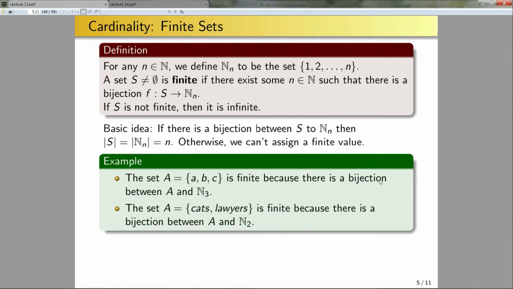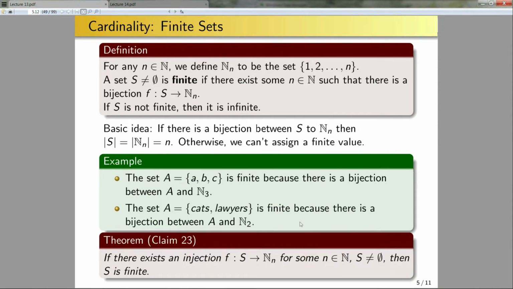Okay, so now let's give a new theorem. If there exists an injection f from S to N sub n for some n in the natural numbers, where S is not the null set, then S will be finite. So what's the difference between claim 23 and the definition over here? Well, in the definition, I said there's a bijection, but here I'm saying that there's just an injection. So claim 23 is weaker than the definition, and in practice, claim 23 can be quite useful because it allows me to deal with injections rather than bijections. So explicitly, I don't have to show that f is also a surjection. Just a little bit less algebra to do, if you will.